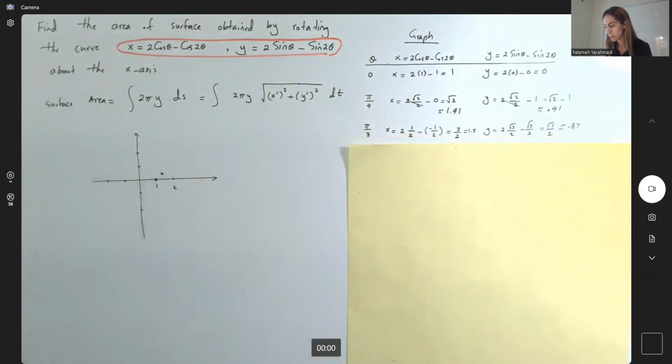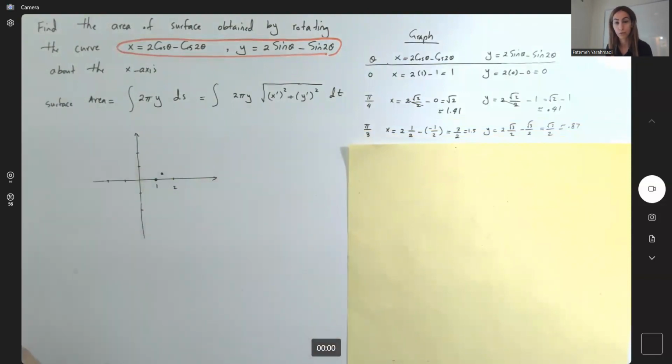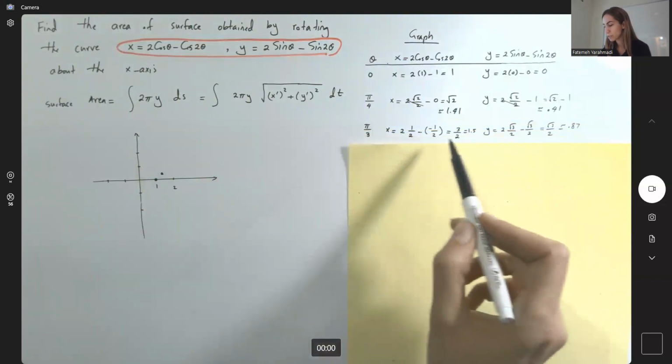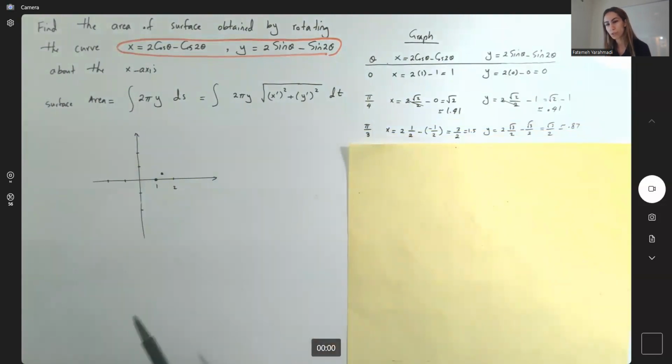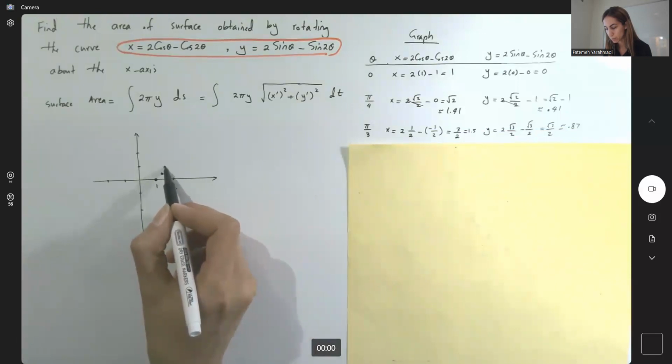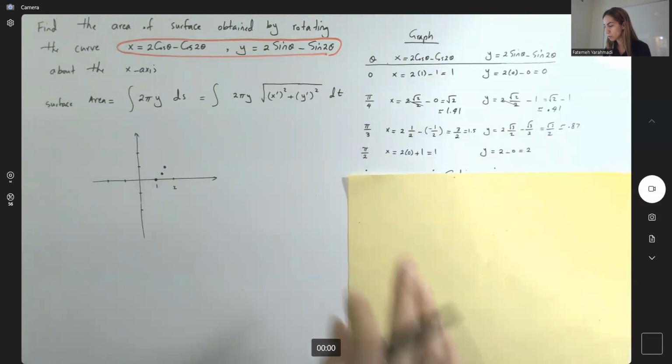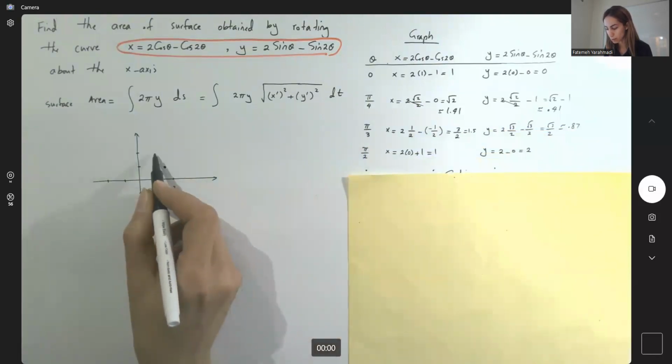Next theta, or next parameter. If it's t, you're going to use different values for your t. Pi over 3 gives me 1.5 and 0.87. Next value, if I plug in, for example, pi over 2, I get 1 and 2.